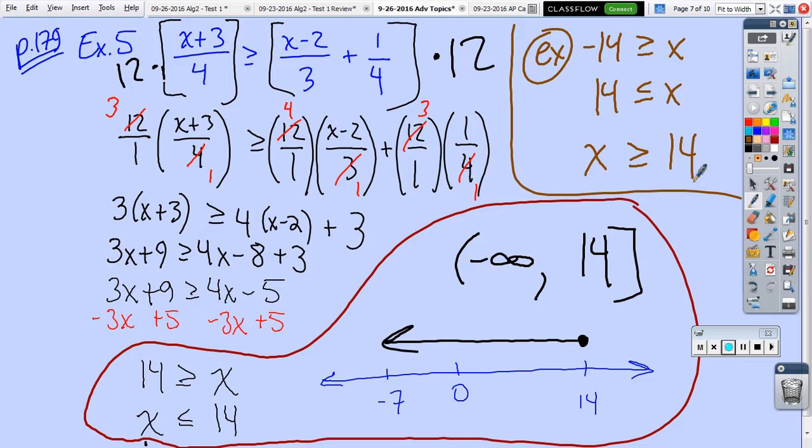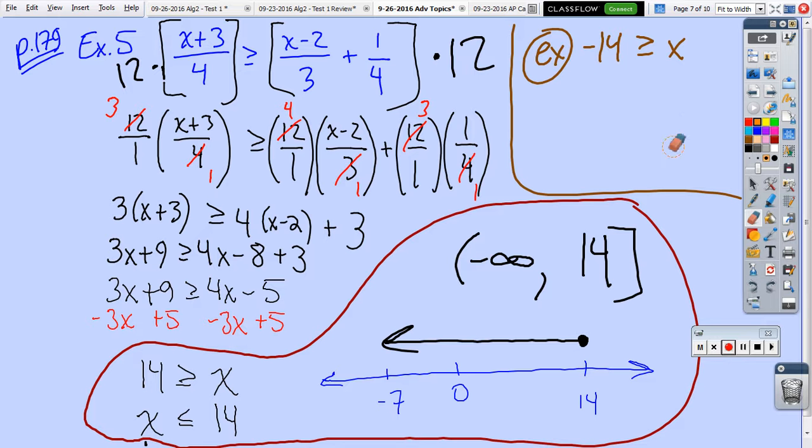Mr. Brookie? Yes. On that example, what happened? On this example, we just have an example of negative 14 is greater than or equal to x. I multiplied both sides by negative 1, so I had to flip the sign. Well, I'm confused too. Wouldn't the x be negative? See, this is a long day. I'm glad you pointed that out. Thank you so much.